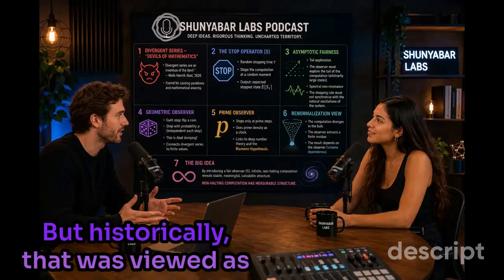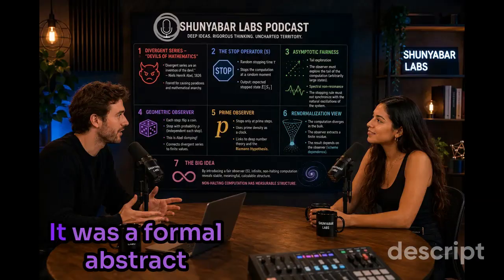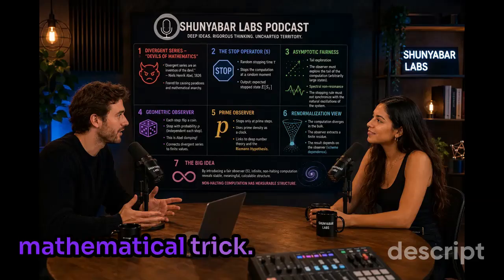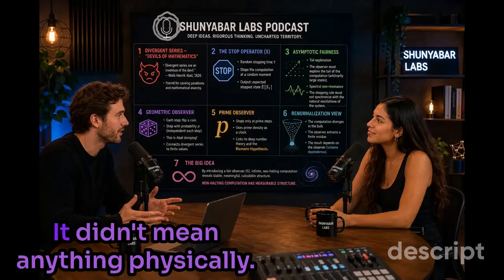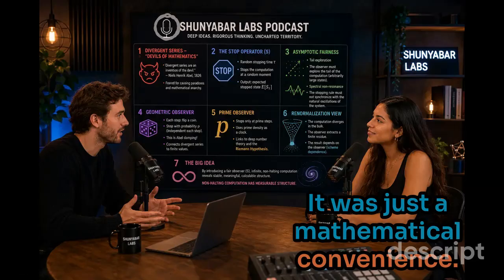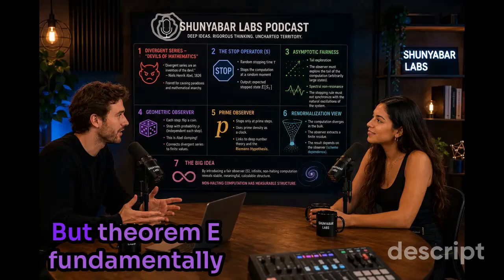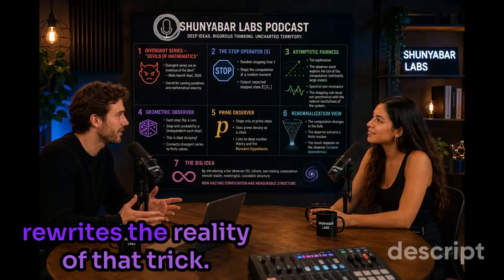But historically, that was viewed as a total hack. It was a formal, abstract mathematical trick. You're artificially altering the numbers just to force an answer out of it. It didn't mean anything physically. It was just a mathematical convenience. Exactly. But Theorem E fundamentally rewrites the reality of that trick.